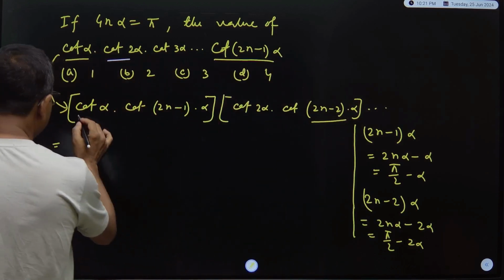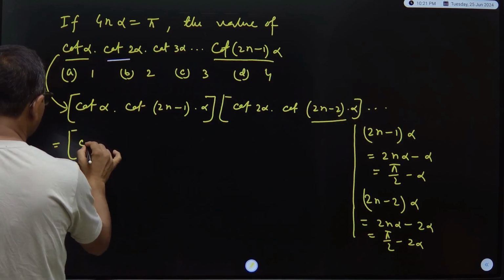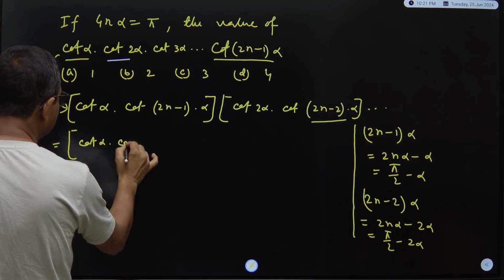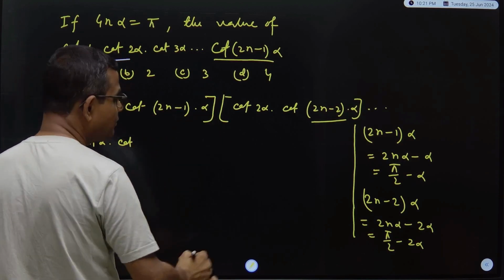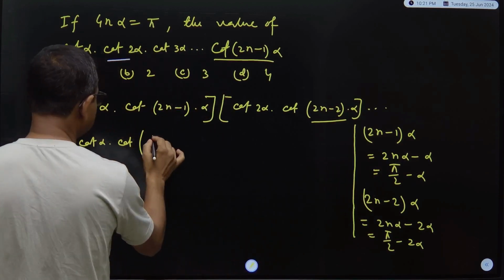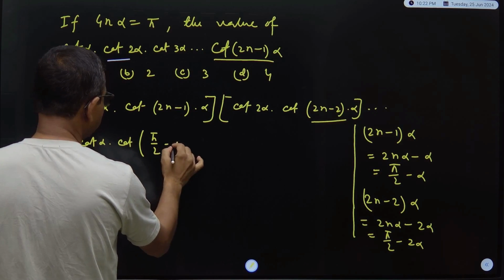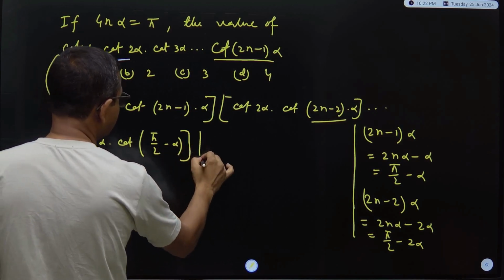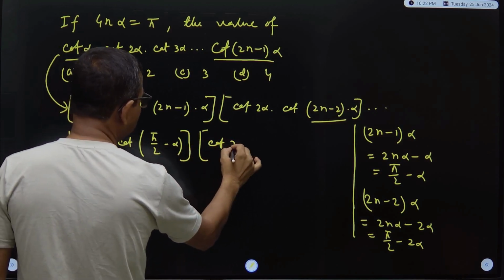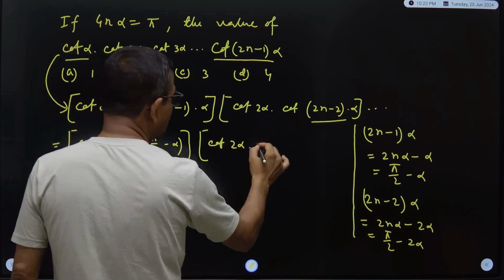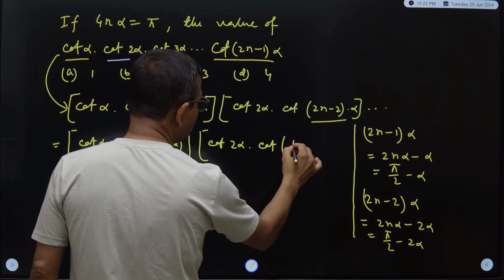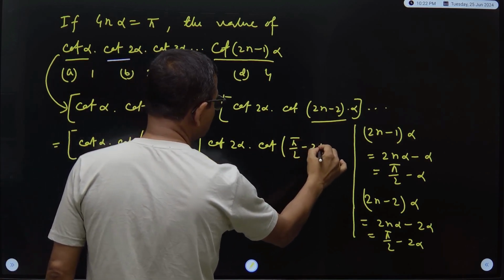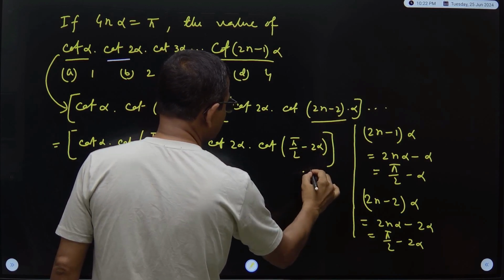So we can write cot alpha into cot of (2n minus 1) alpha, that is cot of pi by 2 minus alpha, into cot of 2 alpha into cot of pi by 2 minus 2 alpha, dot dot.